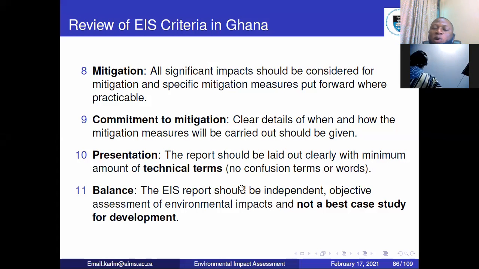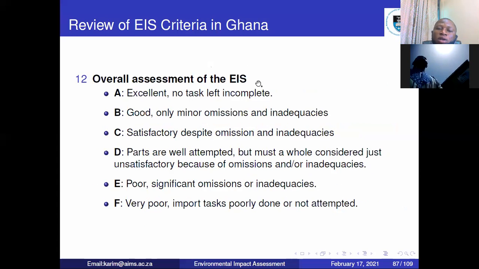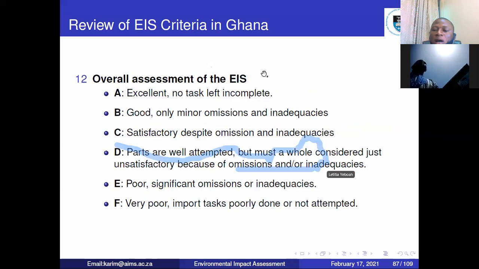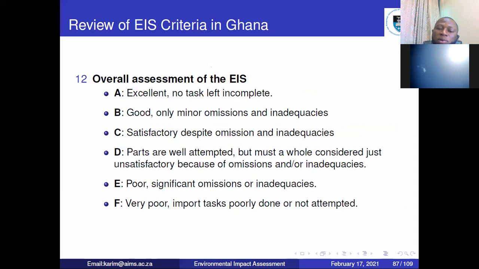Don't write it to suit your project. Write it to suit the reality, not your project. Be independent when you are writing. Don't ignore or hide information that can be used to assess it just because you want people to approve it. So at the end of the day, they will assess your report based on these.